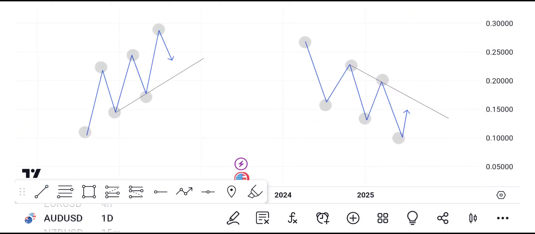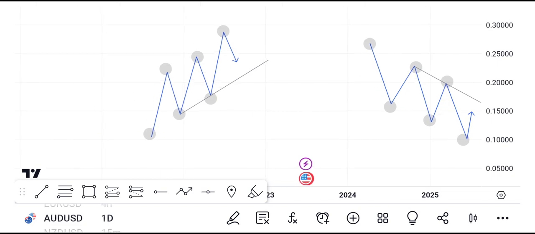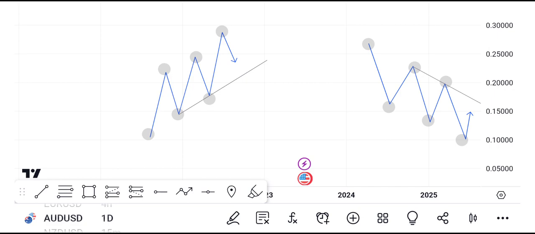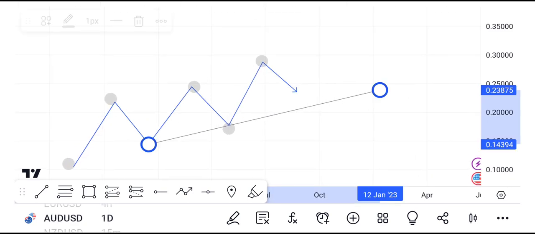In a downtrend, I only draw a resistance trend line. In an uptrend, I only draw a support trend line. There's a difference. In an uptrend, which is a trend that consists of higher highs and higher lows, I draw support. This is a support. This is a support.